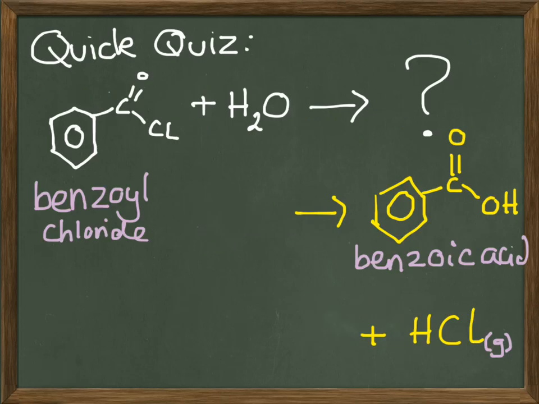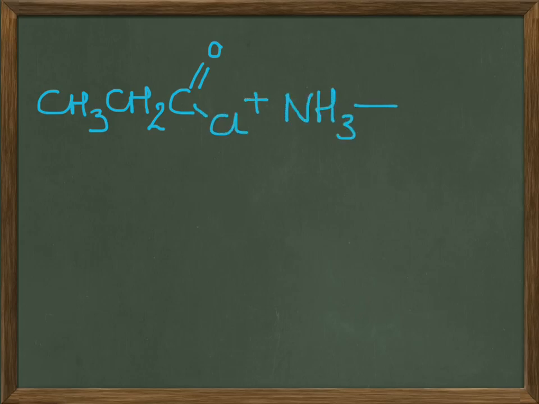Okay, the next one we're going to see is the reaction of propyl chloride and ammonia. Pause the video now and see if you can work out what products we're going to make with that. So propyl chloride and ammonia, what are we going to make? Okay, so draw out your products and let's see if you get the right answers.